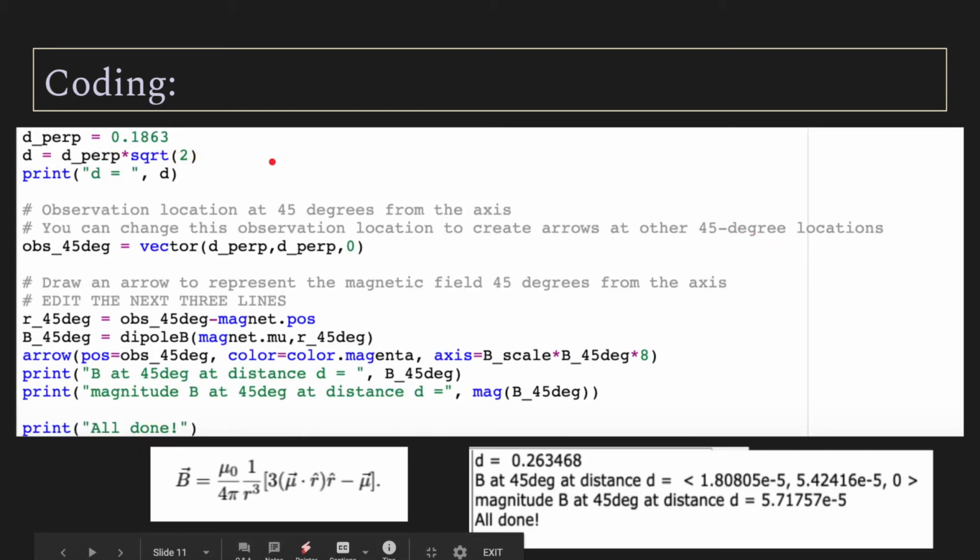Next, we have the 45-degree angle arrow and the magnetic field at the 45-degree angle. This is the perpendicular distance, and this is how the arrow was created. It's all based off of this equation, which is consistent with the values that are printed out.